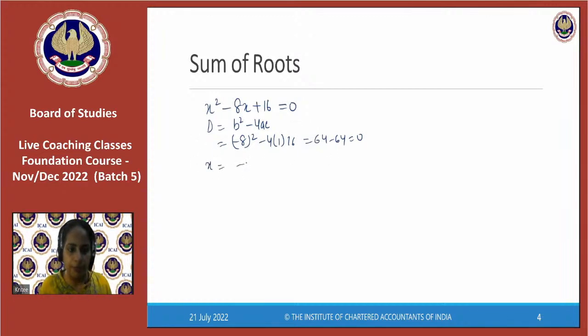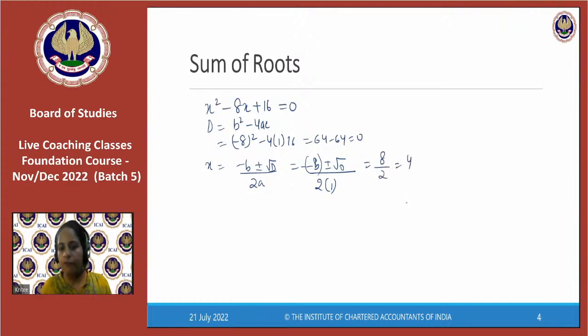So my x will be minus b plus or minus root D by 2a. So minus of minus 8 plus or minus 0 by 2 into a, which is 1. So minus of minus 8 is plus 8, and this entire part is 0 by 2. So you get 4 for both. 4 plus 0 is 4, 4 minus 0 is 4. So both your roots are 4.